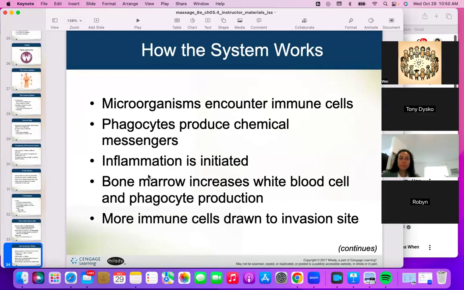Okay, so how the system works. The process goes like this. You have an invading microorganism that the immune system encounters. It releases the phagocytes, which produce chemical messengers. These chemical messengers are sent to the bone marrow, where the production of white blood cells increases. Now more macrophages and all the other leukocytes are drawn to the site of invasion. This is how the body invites other white blood cells to come and do their work.